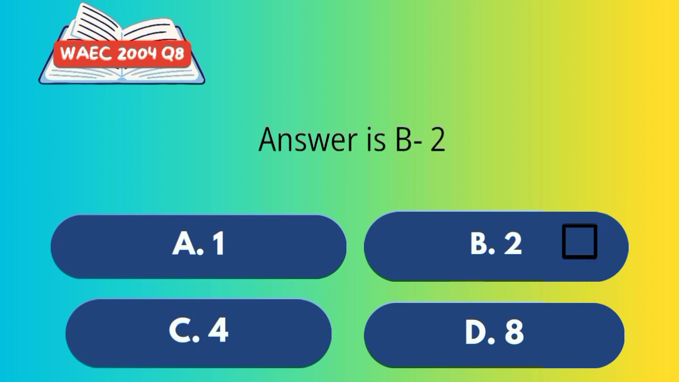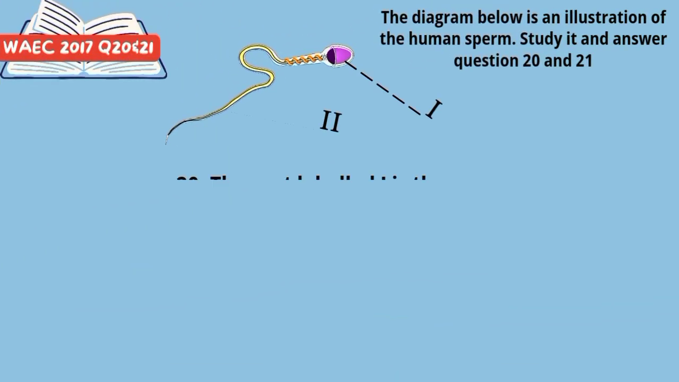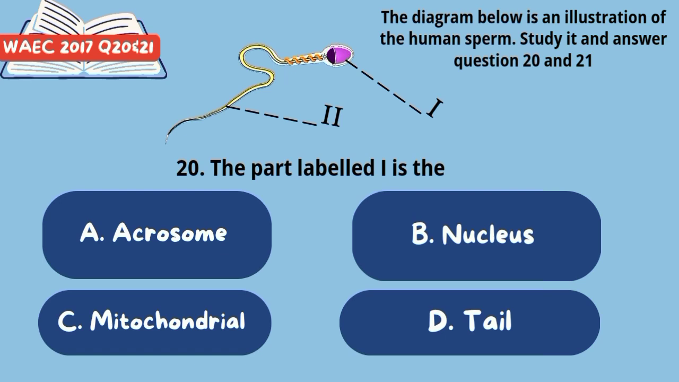The next 2 questions we'll look at are question 20 and 21 from 2017, and it says, the diagram below is an illustration of human sperm. Study it and answer question 20 and 21. Question 20 says, the part labeled I is the A. acrosome, B. nucleus, C. mitochondria, and D. the tail. What do you think is the answer?